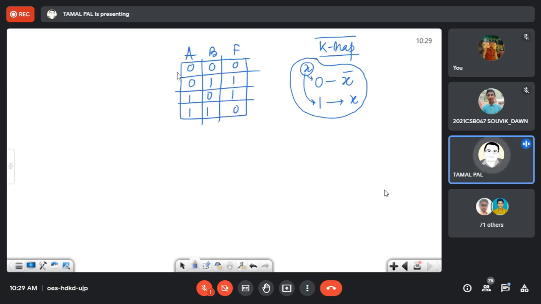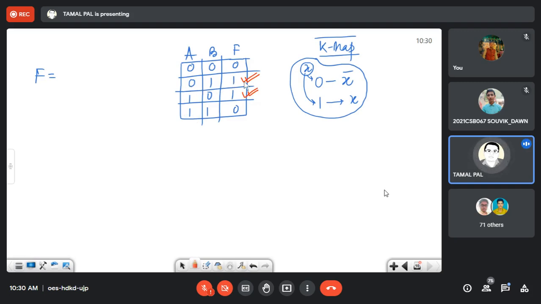Okay. Now, how can I do this? Here, actually, the output is F. Now, if I analyze the input, we first have to identify the rows with output 1. Okay, these are the rows with output 1.